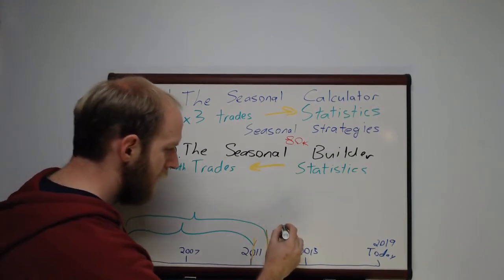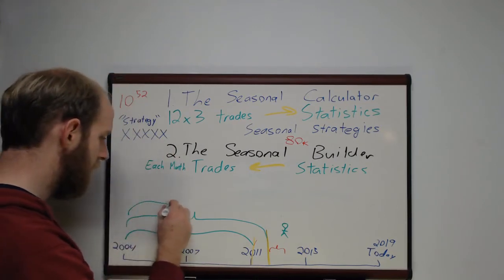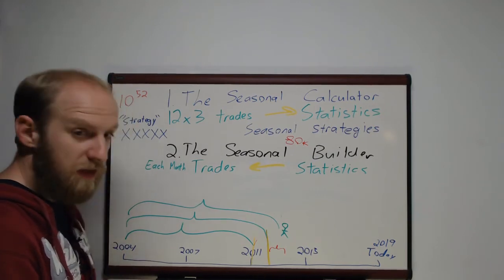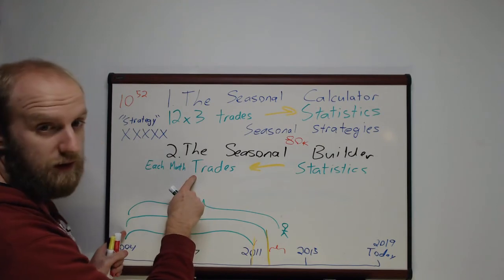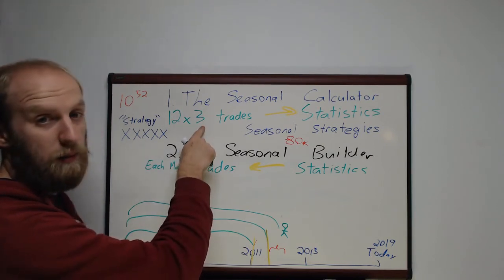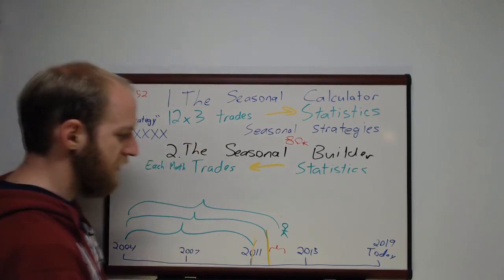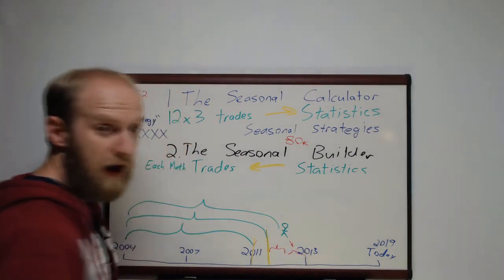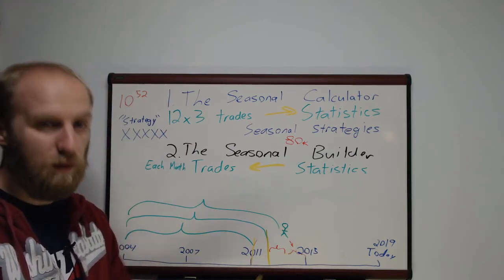Now you're standing at the very end of 2013. Again, your data set grew. Apply the same methodology. Now your data set grew, so you're going to get different trades out of the seasonal builder, and you put all those together and come up with a new strategy. Then you ask, how did that strategy do in 2014? How did it perform? Again, you're blind to 2014 to begin with.